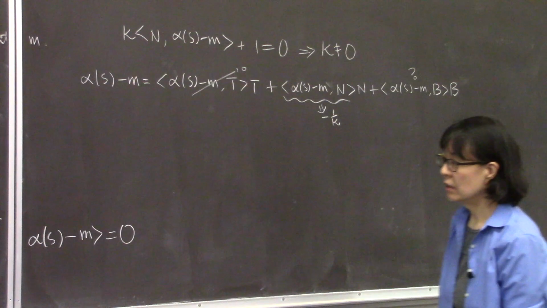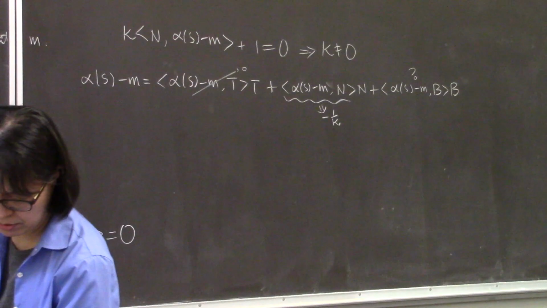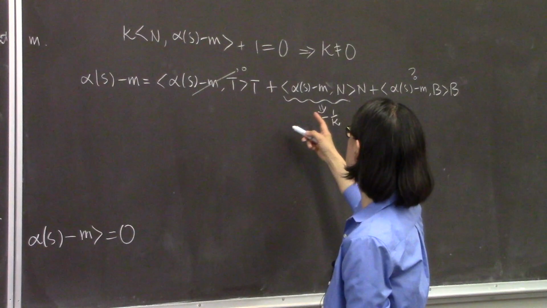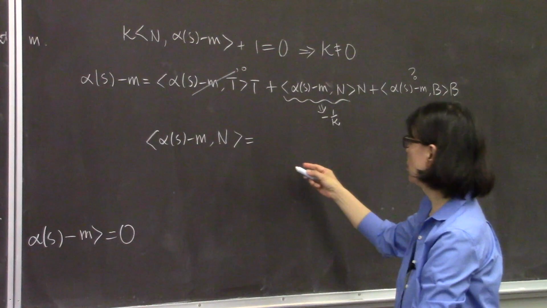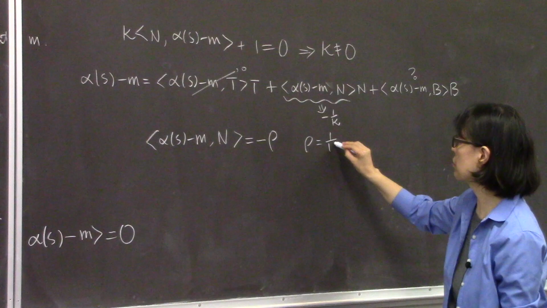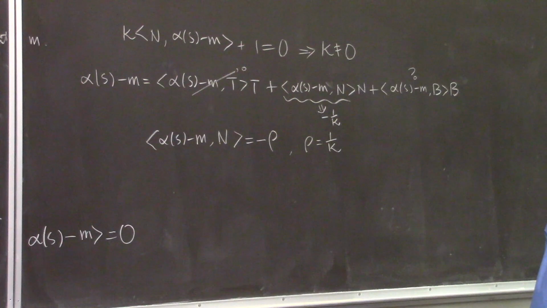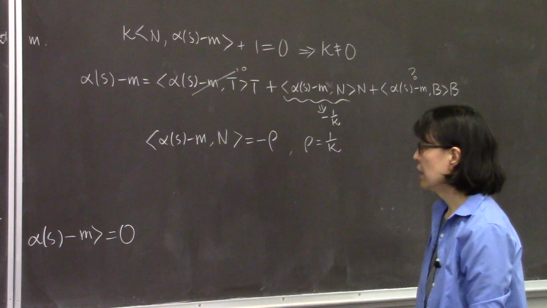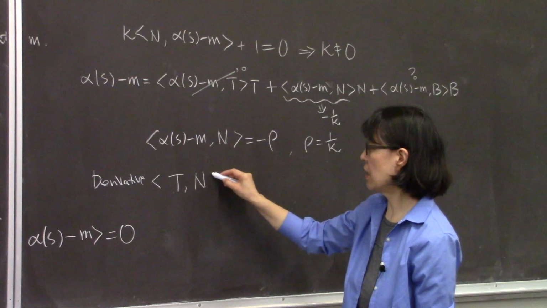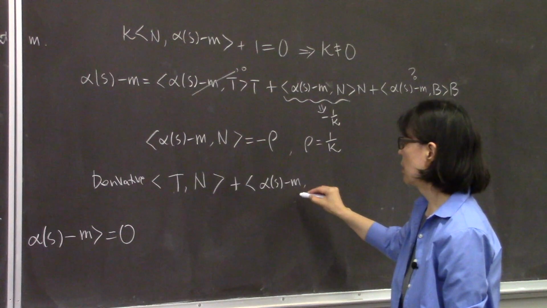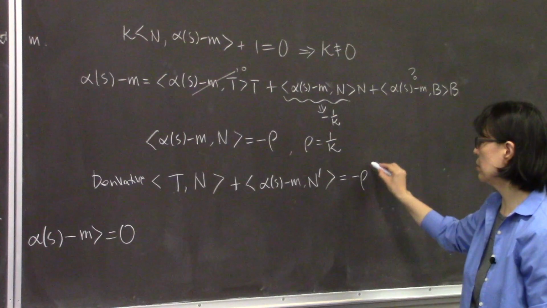So to get that one, let's use this one. Alpha minus m, let's replace the coefficient by rho, where rho is 1 over curvature kappa. So let's take the derivative. We repeat a similar process. That is t dot n plus n prime, that is minus rho prime.